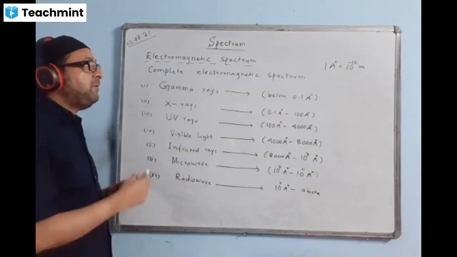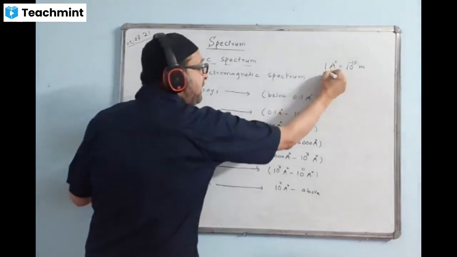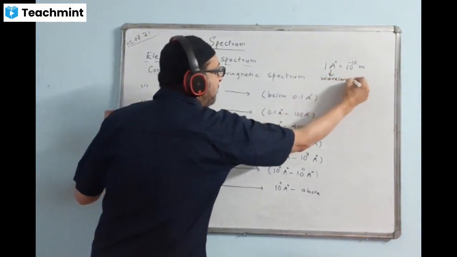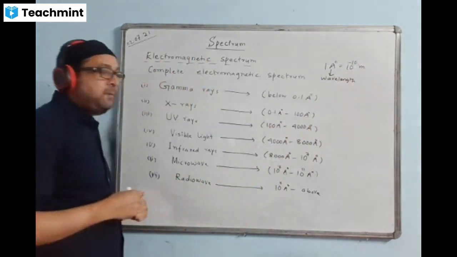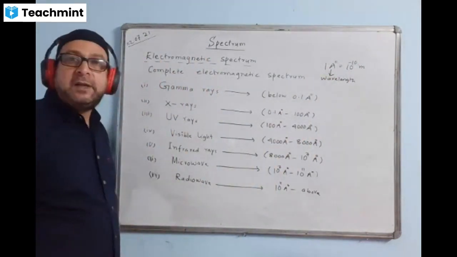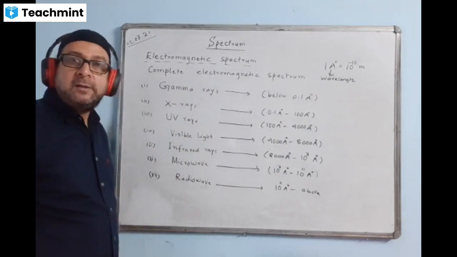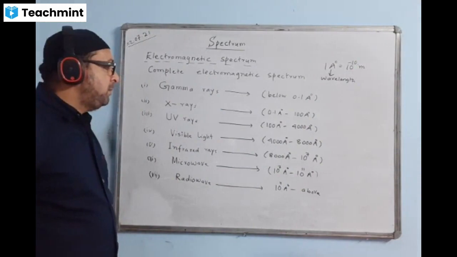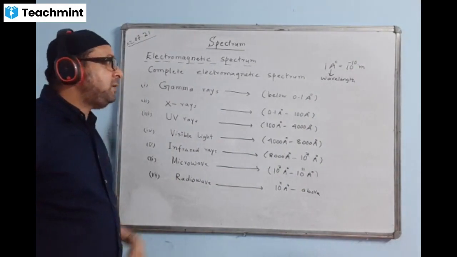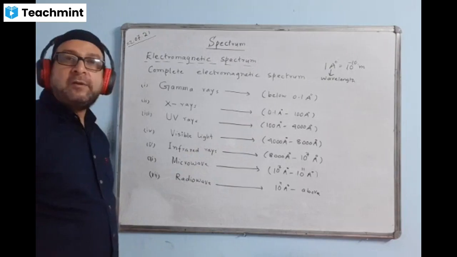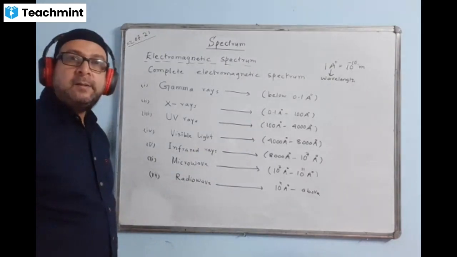And angstrom measures wavelength. What is measured by angstroms? We say wavelength, the length of the wave in meters. The value of angstrom in meters is 10 to the power of minus 10. That is a very small value. You must know the range and how much angstrom is: 10 to the power of minus 10 meter.